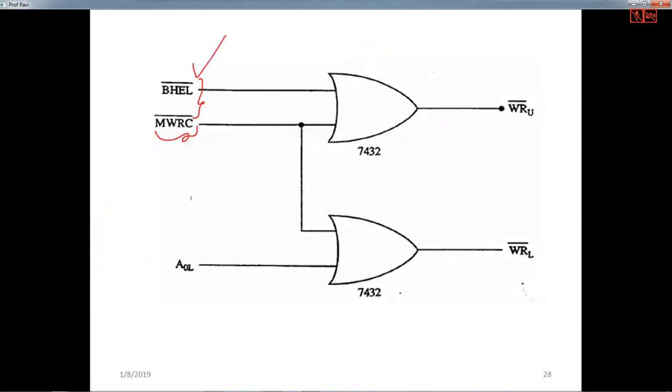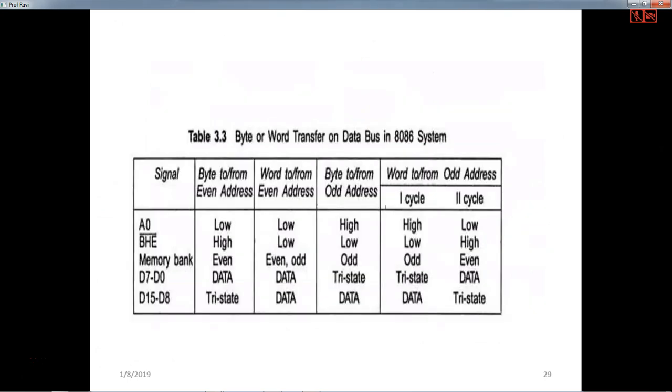So here, when it is 0, then the odd bank is what is going to be selected, and then memory. So that means writing into upper or writing into lower is what can be decoded like this. This is A0, and this is how it can be selected. So now what exactly happens here, let us have a glance. Here you have A0 and BHE selection for memory selection, meaning chip select, memory chip selection, and memory bank, if it is even or odd, that is D0 to D7.